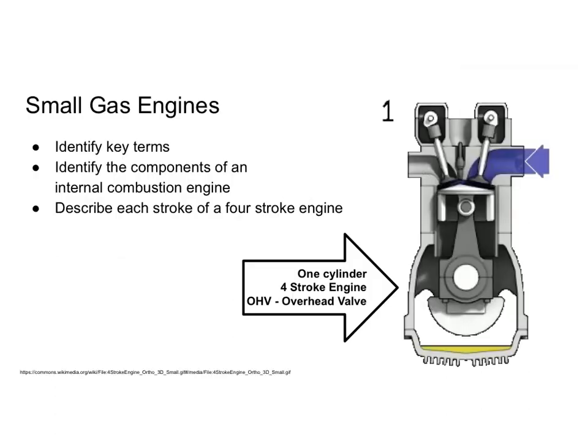By the end of the lesson, I want you to identify some key terms of engines, identify the major components of an internal combustion engine, and describe each stroke of a four-stroke engine. On your slide, we have a cross-section of a small gas engine, maybe one that you'd find in a lawnmower. This is a one-cylinder engine that's a four-stroke engine and uses overhead valves. That should all make sense by the end of the video.